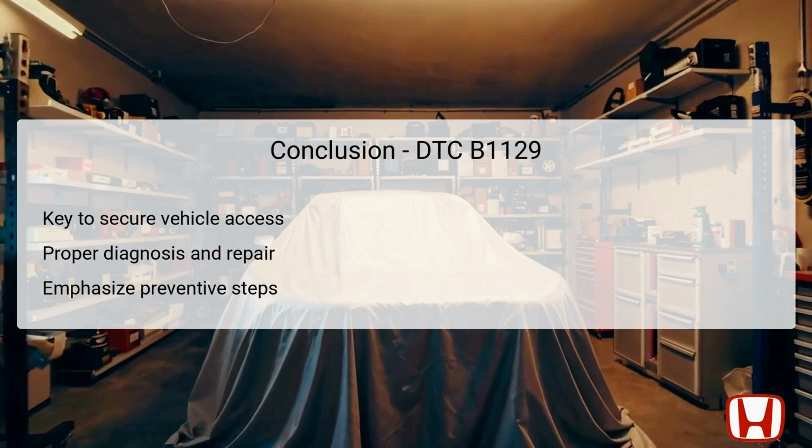DTC B1129 highlights a critical malfunction in the driver's door locking system that affects vehicle security. Identifying and diagnosing the underlying issues involves systematic troubleshooting steps to pinpoint the root cause. Understanding the role of components like the driver's door lock knob switch and the MICU is vital in addressing this error. Achieving successful repairs ensures the door locking system functions correctly and remains reliable. Lastly, emphasizing preventive maintenance can save time and costs in the long run, keeping the vehicle secure and operational.